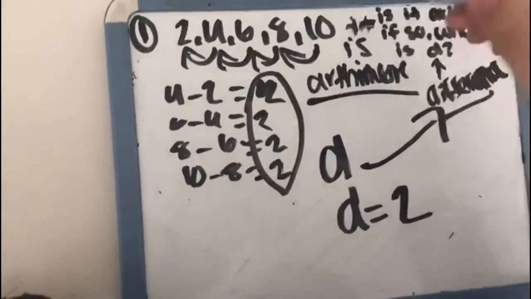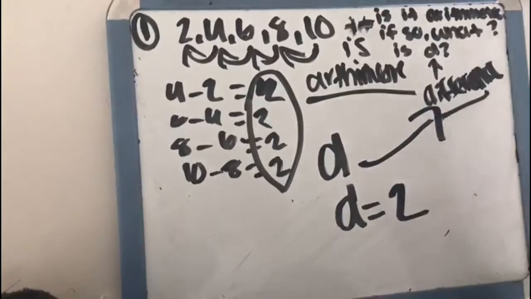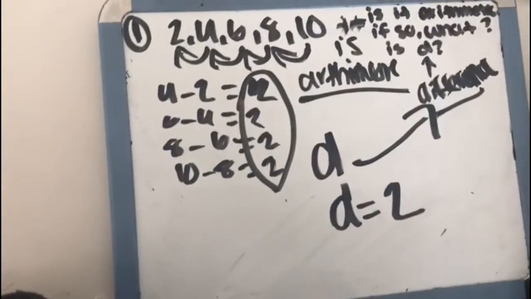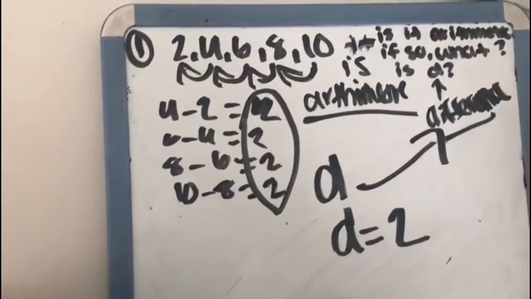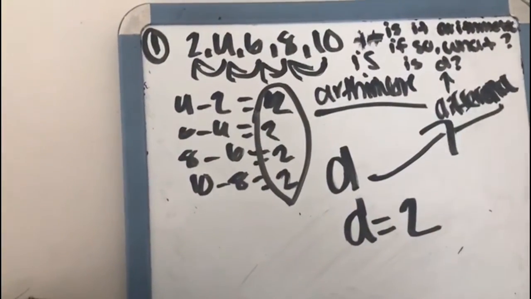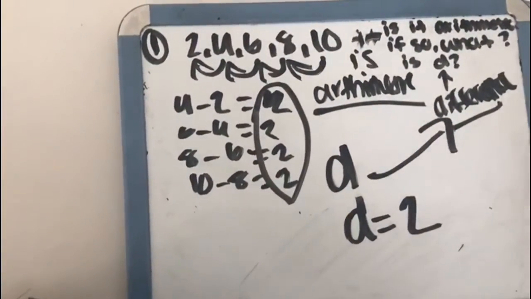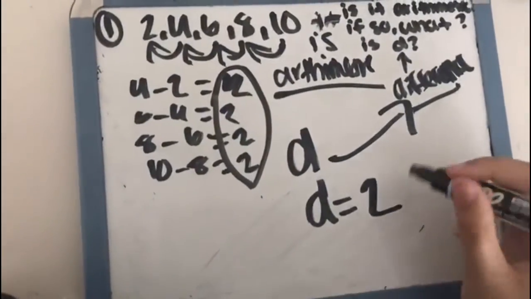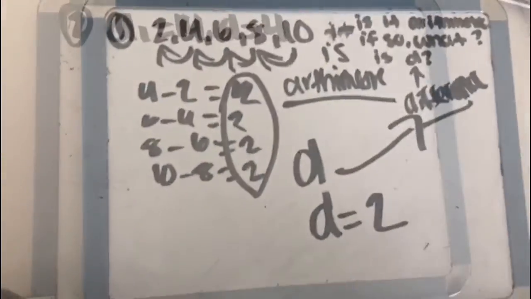Now, when you're finding a difference and it's not arithmetic, that means there is no D. There's no common difference at all. If it's not arithmetic, that means it's nothing. It has no common difference at all. Okay? So this is the answer for the problem.